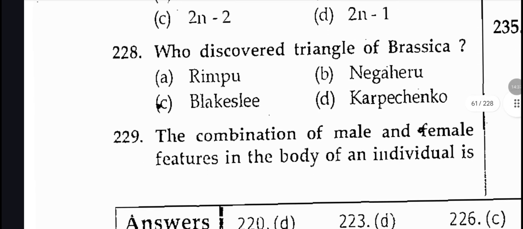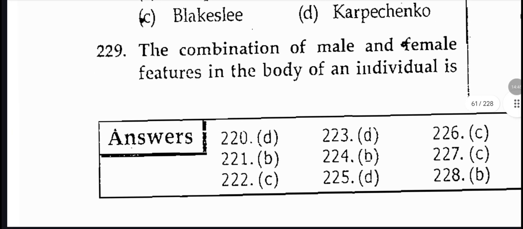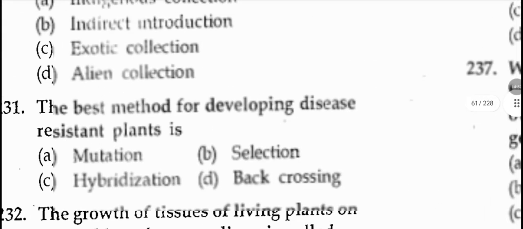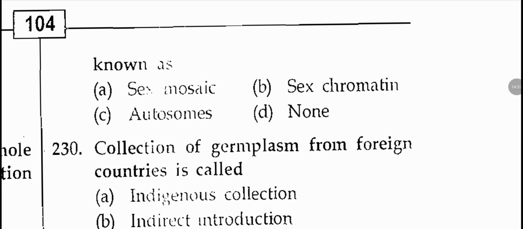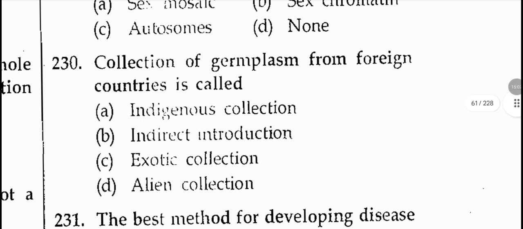228. Who discovered the triangle of U in Brassica? That is option B, Nagaharu U. Question number 229. The combination of male and female features in the body of an individual is known as sex mosaic. Question number 230. The collection of germplasm from foreign countries is called the, that is option C, exotic collection.